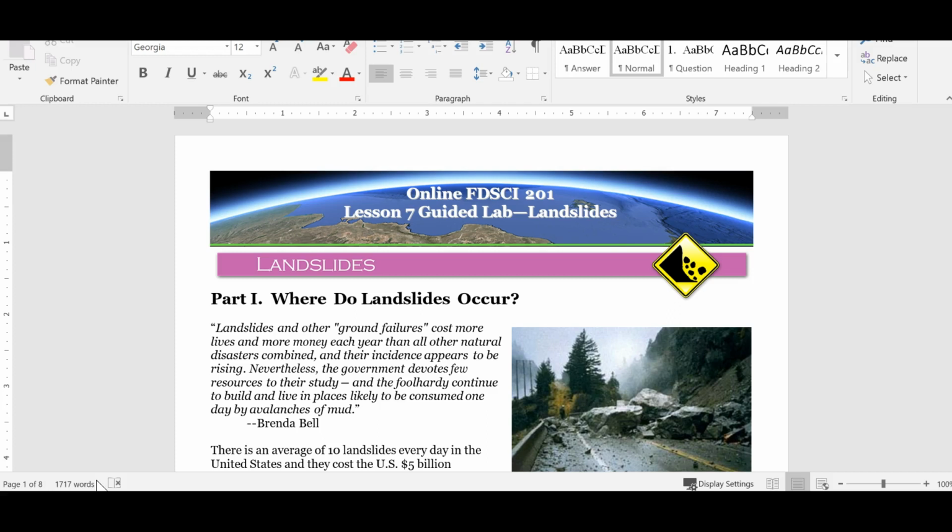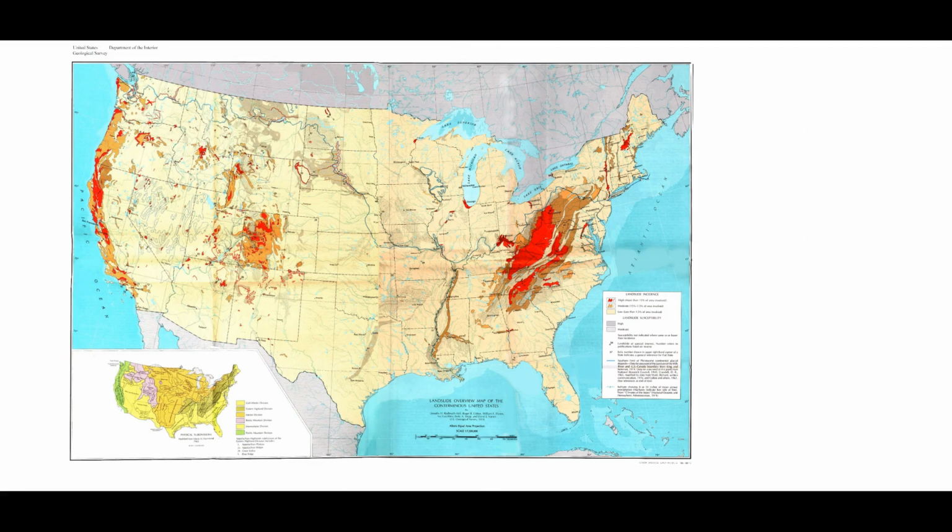I created this video to talk about some of the things that are covered in the guided lab for Lesson 7 on landslides. Landslides are one of the lesser studied natural disasters, perhaps understudied, because they cause more financial damage each year than all of the other types of natural disasters in the United States. So we're going to go through a few things in this lab. Let's get started. We're going to start here on this map that is produced by the USGS.